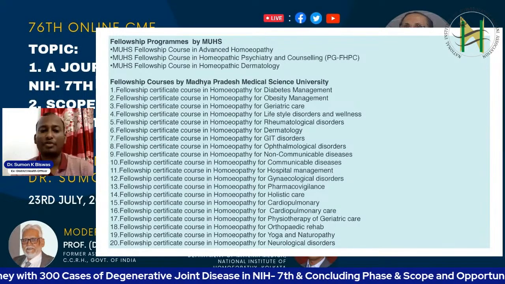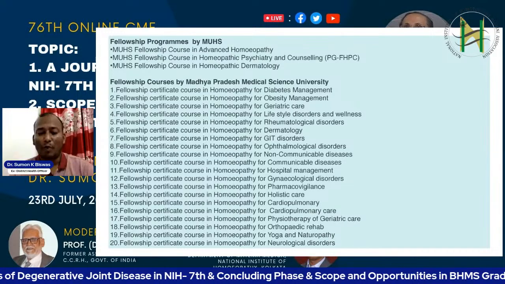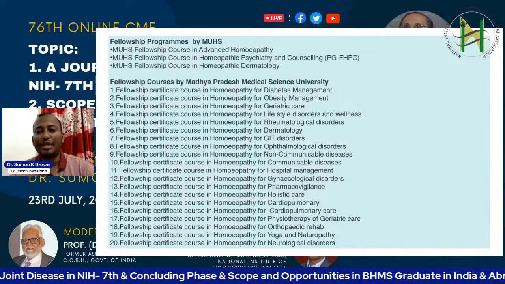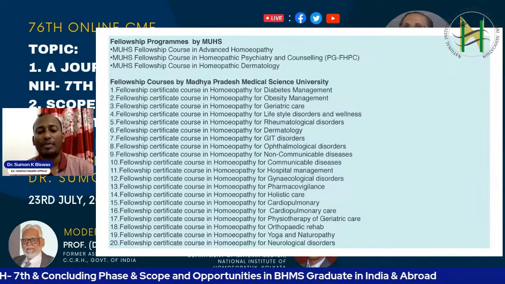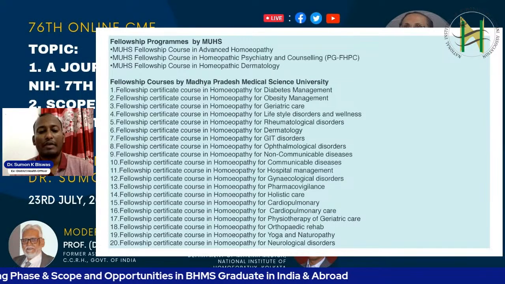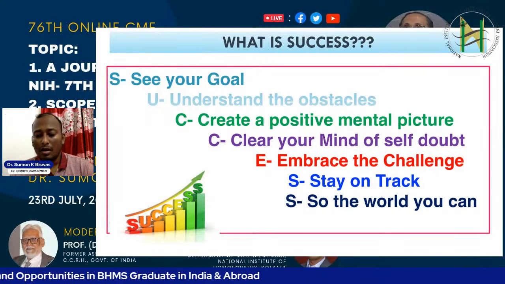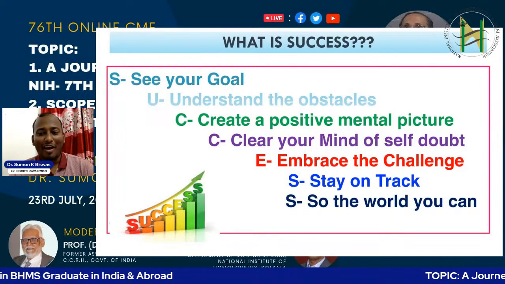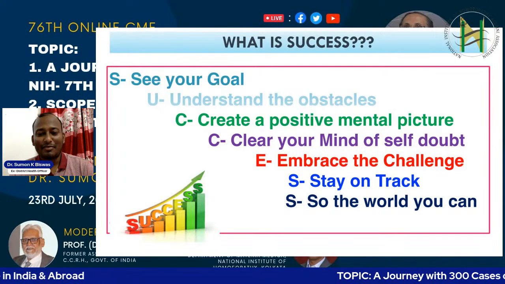Other universities are also providing these fellowships and diplomas, so you may need to check different university websites. You will get through all these things. Now I am almost at the point of finishing.